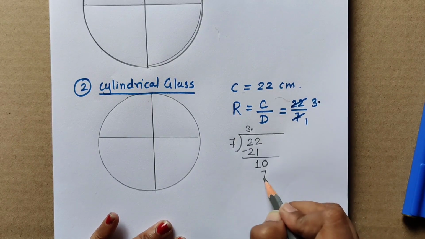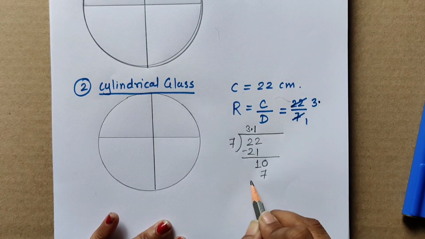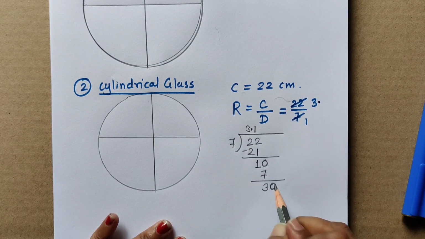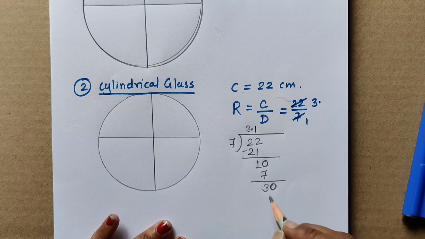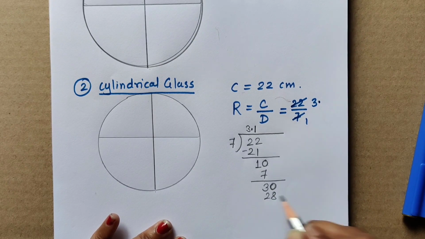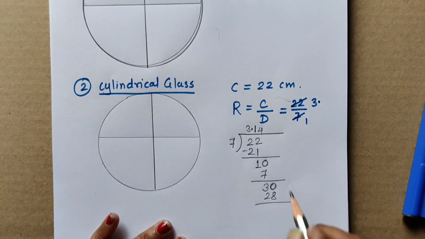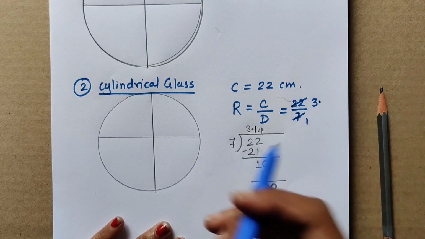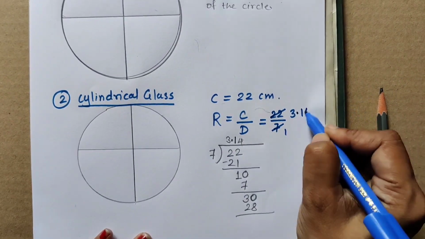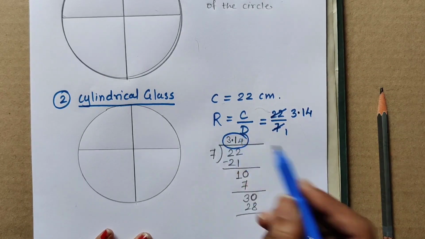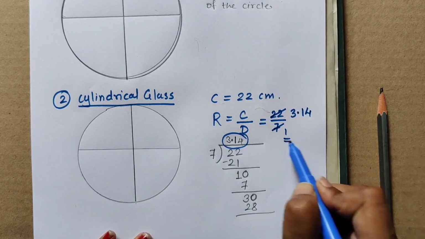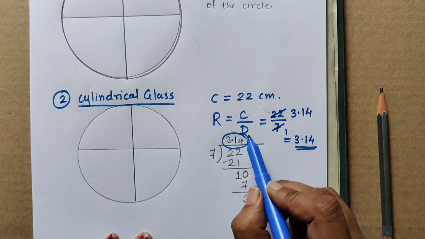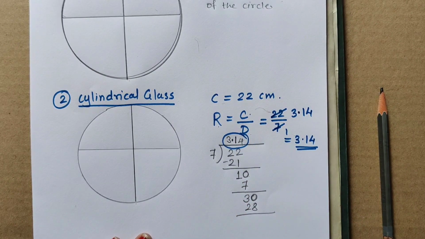Then 7 ones are 7. 10 minus 7, 3 remaining. If I put a 0 here again, so we get 7 fours are 28. So we solve till the second decimal place. So what we are getting here, the ratio is 3.14. Okay, 3.14 ratio we are getting. So this is again little more than 3. So ratio of circumference upon diameter we are getting 3.14.